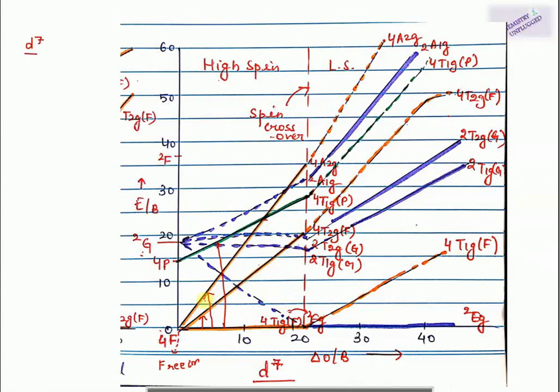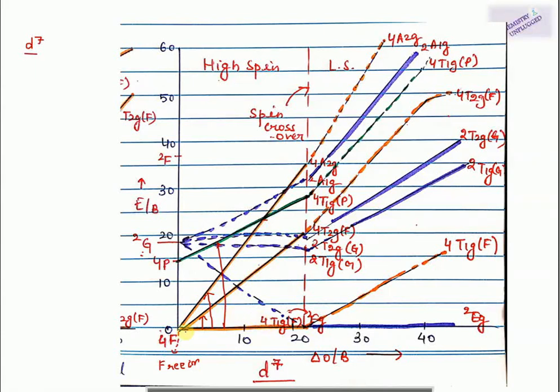In case of weak field, the second transition is from T1G to A2G. But in case of high field strength, the second transition will be from T1G to T1G(P). And the third transition will be T1G to T2G. Next important thing is that the electronic transition will be between terms of the same multiplicity.